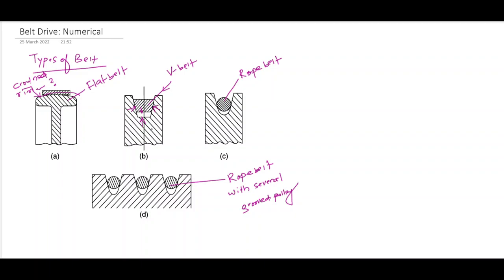And here in a rope belt, you can see this is of circular cross section, so a circular groove is provided. And if you are using more than one rope belt, several grooves can be made on the same pulley, so that we can accommodate number of rope belts on it.